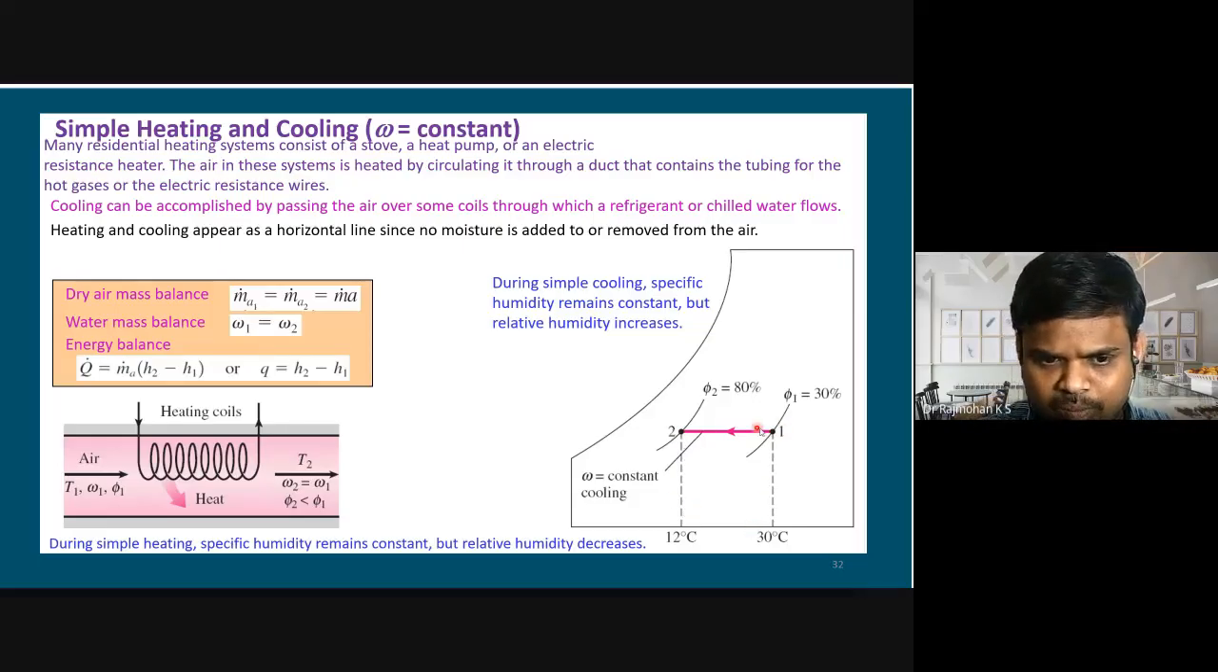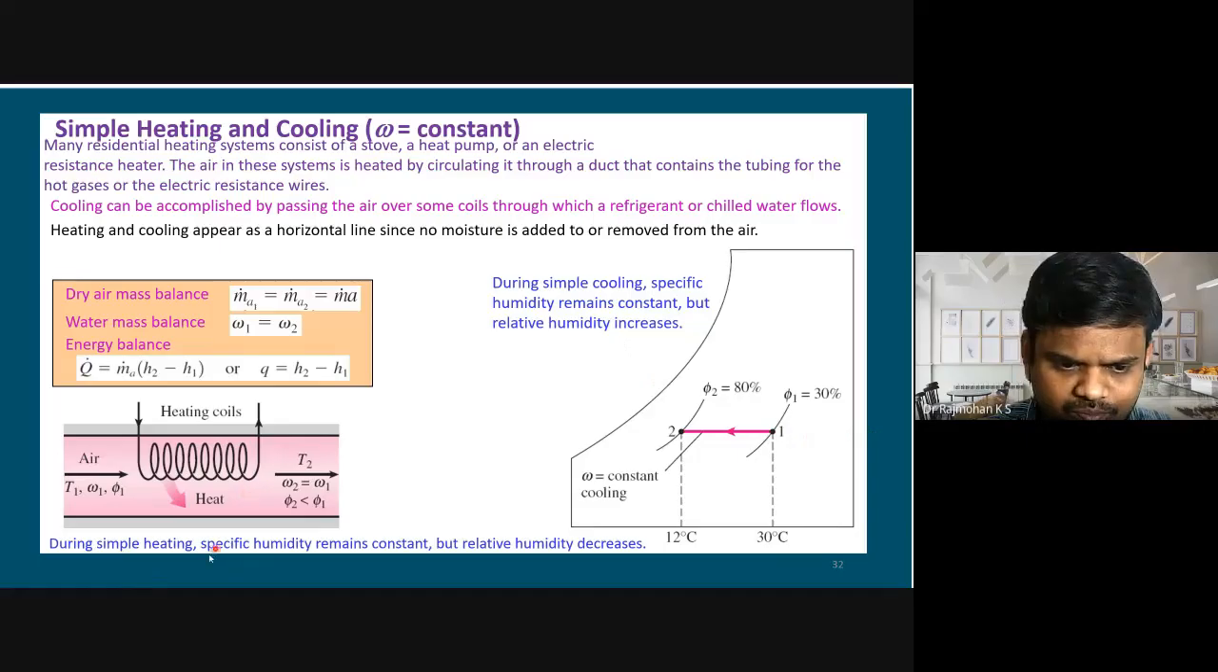So this is a simple heating process. Actually, this is 2 to 1, it is the heating process, while the reverse of it is 1 to 2. That is, initially it is 30 degrees Celsius, and we want to reduce the temperature to 12 degrees Celsius. Such a process is called simple cooling, because it is only sensible cooling. The humidity is the y-axis value, and there is no change in that value, so that is called simple cooling.